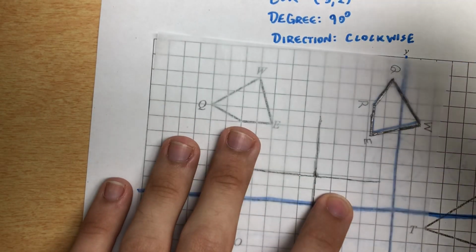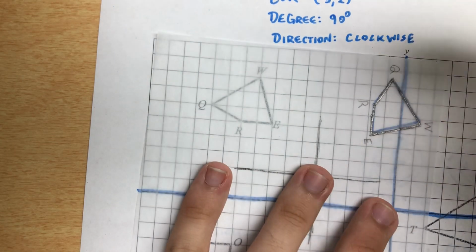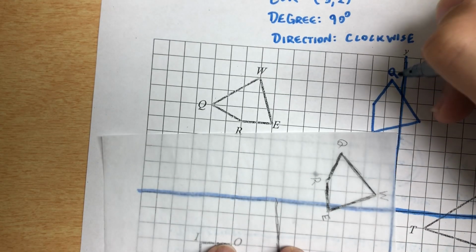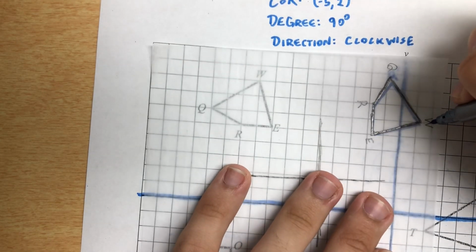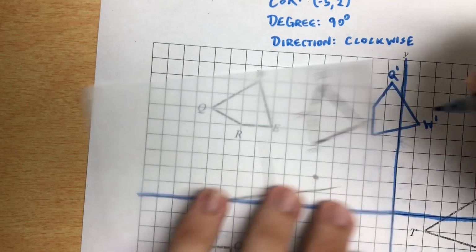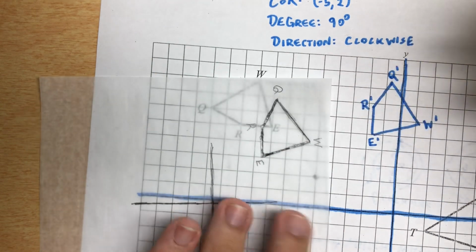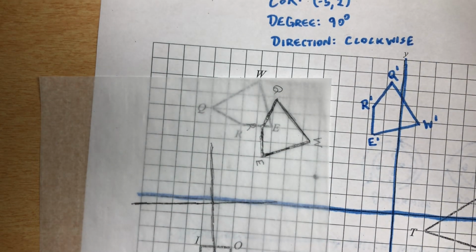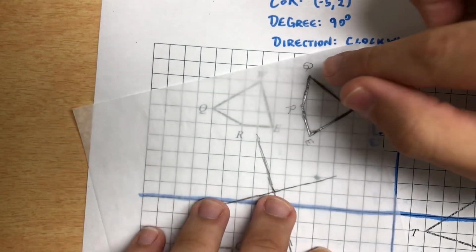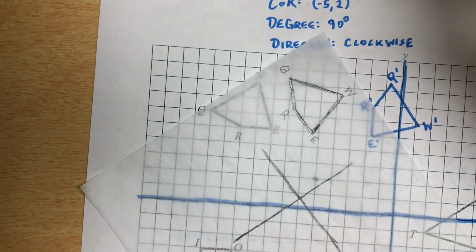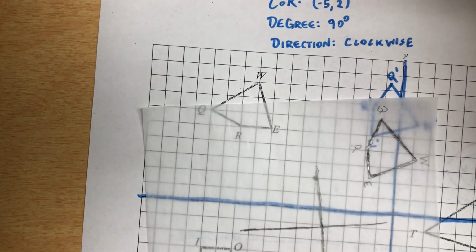All right, now the only thing you have to do is label your vertices. So this is gonna be the point Q prime. This right here is W prime. This is E prime. And this is R prime. And this is another point that we need to learn, because I told you guys for rotations, you want to label your vertices in advance, because if you don't, you're gonna get lost, all right?